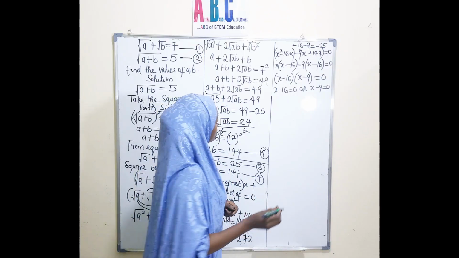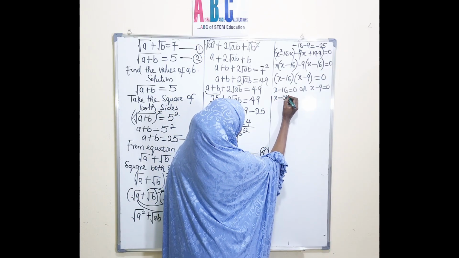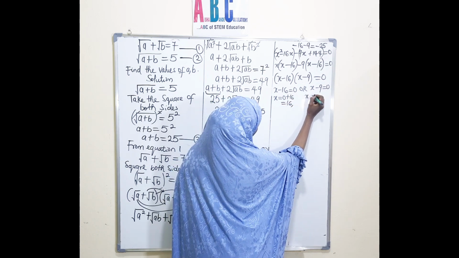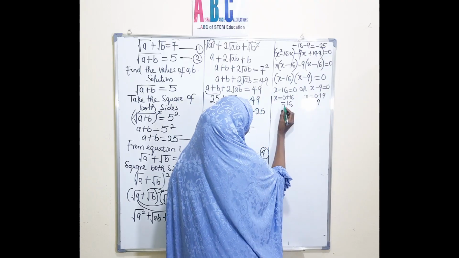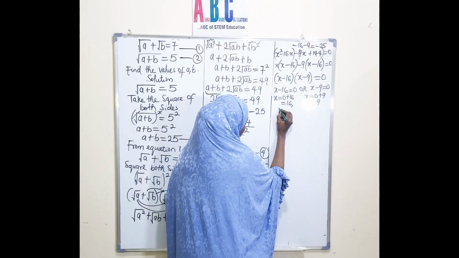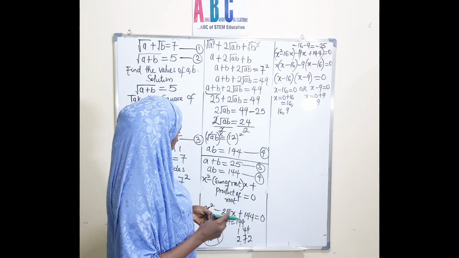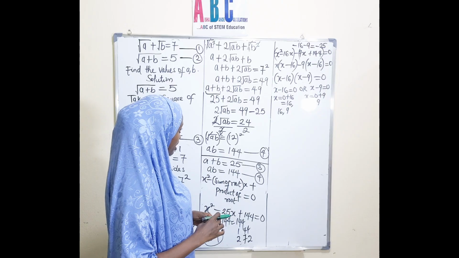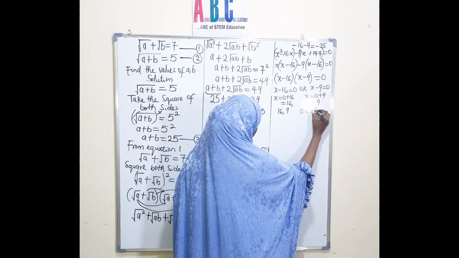So what does this mean? This means that x is equal to 0 plus 16, which is equal to 16, or x is equal to 0 plus 9, which is equal to 9. So we have the values of x as 16 and 9. Okay, so we've gotten the value for x. That means the value for A will be equal to 16, 9.